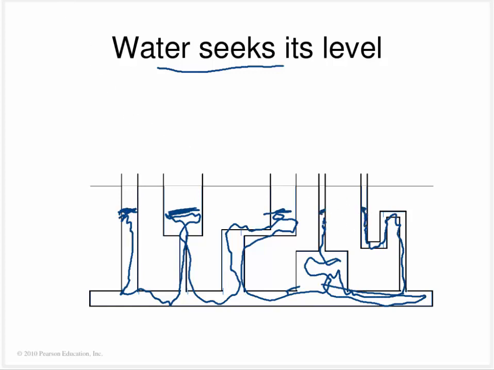Really what it's doing is it's seeking the same pressure. So it's seeking the same atmospheric pressure on all of these guys, and size and shape doesn't matter. So we have the atmosphere pressing down here, here, here, here, and here, and so water doesn't care about the shape of the object that it's in, it only cares that the pressure on it is the same.